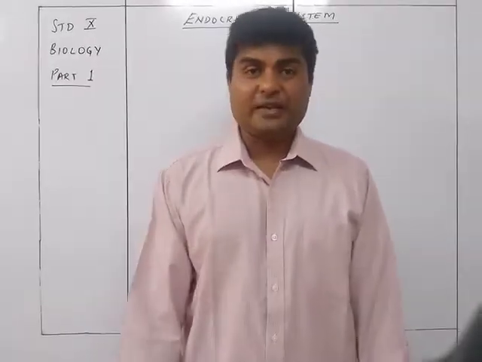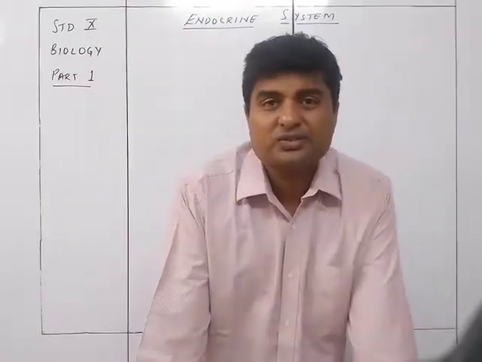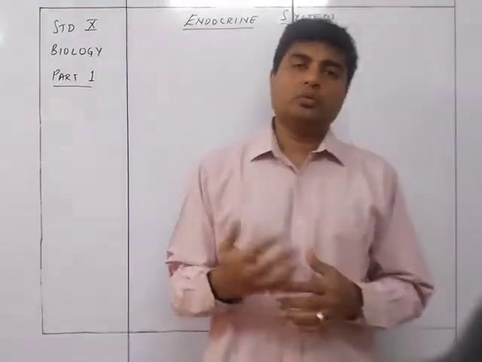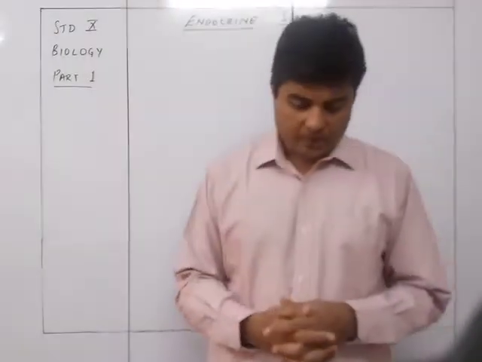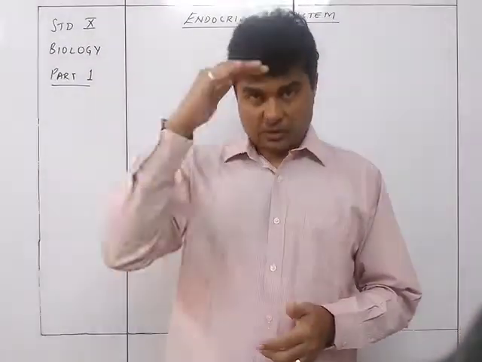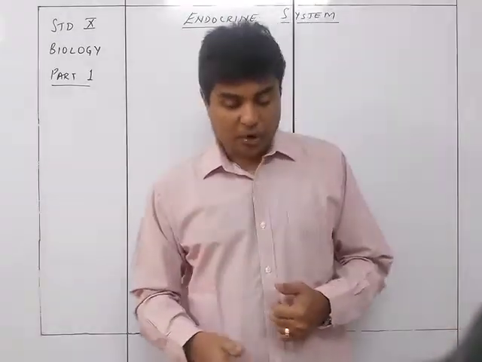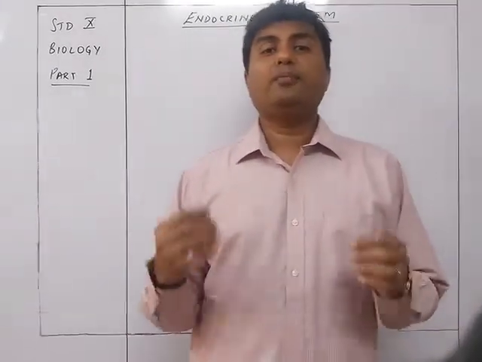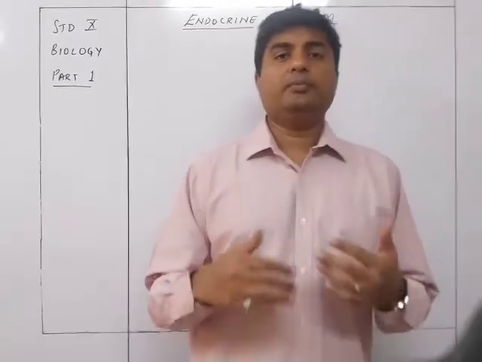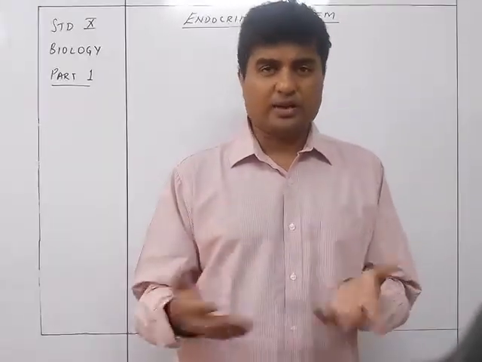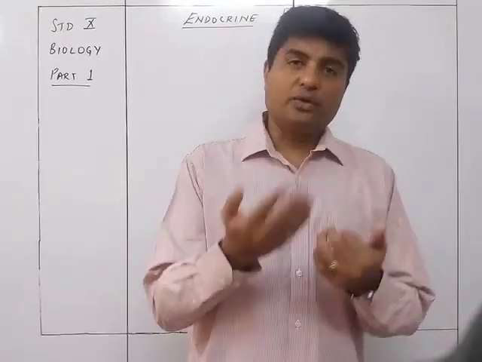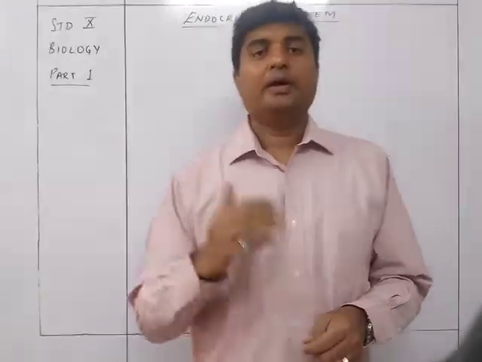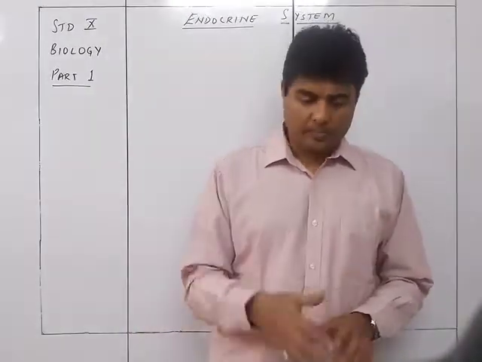Their excess, hypersecretion, is called oversecretion. Hyper means more. Hypersecretion is oversecretion, and deficiency, hyposecretion, is undersecretion. Both may lead to serious consequences. If you have more thyroxine in the body, you will have hyperthyroxia, and it will be a problem. Less amount is also a problem. So it needs the right amount of hormones in the body. Increase is a problem; decrease is a problem.